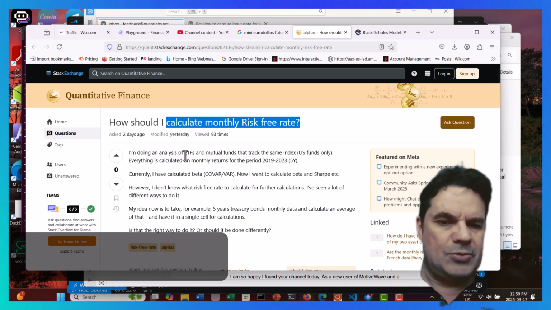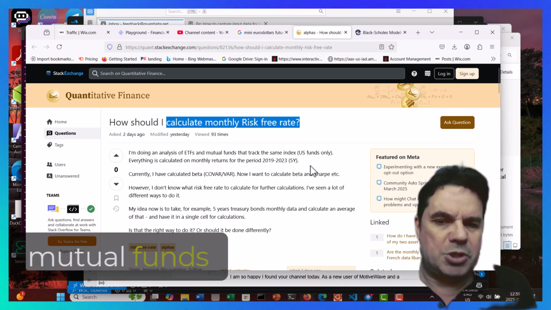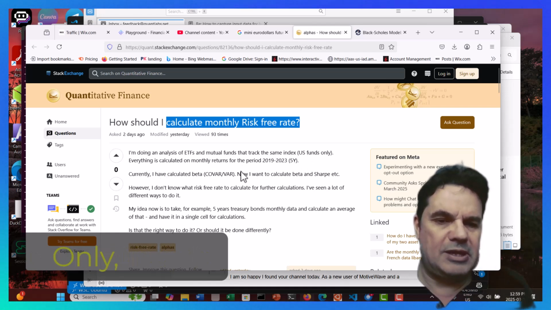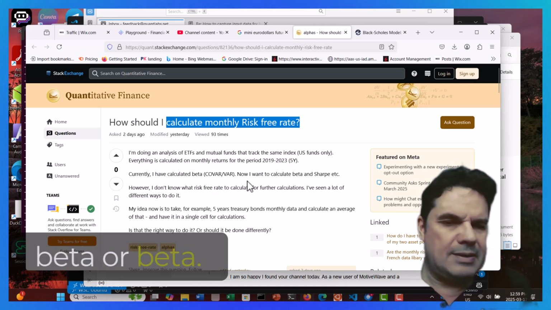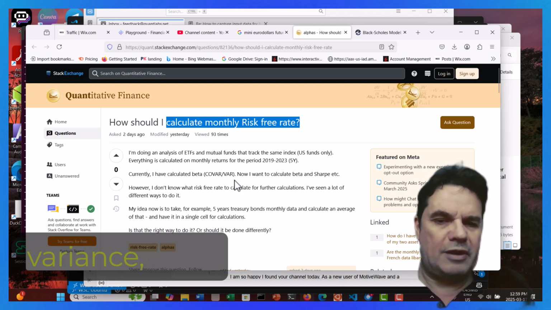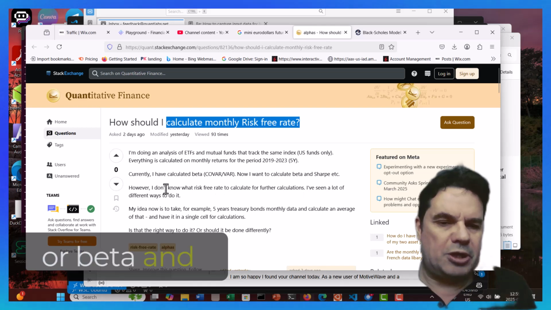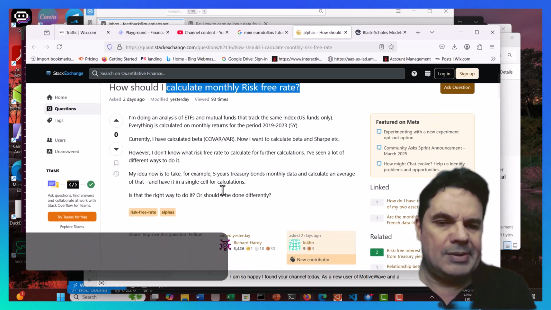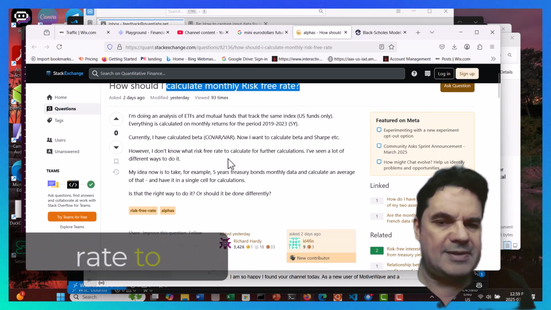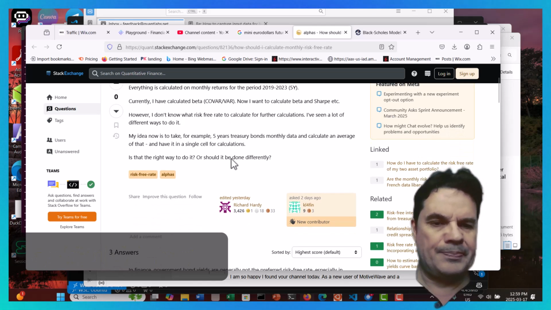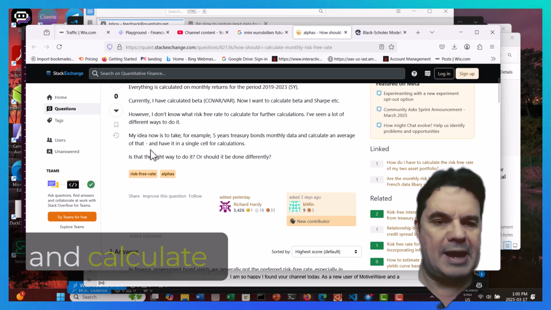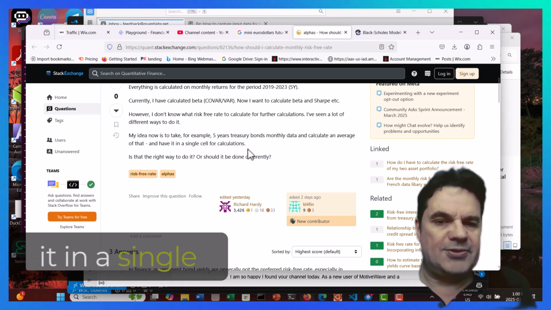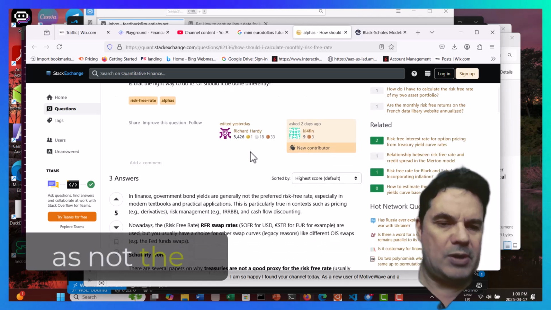quantsstackexchange.com, doing analysis on ETF mutual funds that track the same index, US funds only, and so on. Calculated beta, covariance, variance. Now I want to calculate the beta and Sharpe, etc. Now, doesn't know how to get the risk-free rate to calculate further calculations. The idea is to take a 5-year treasury bond, monthly data, calculate the average of that and have it in a single cell for calculations. Is that the right way?